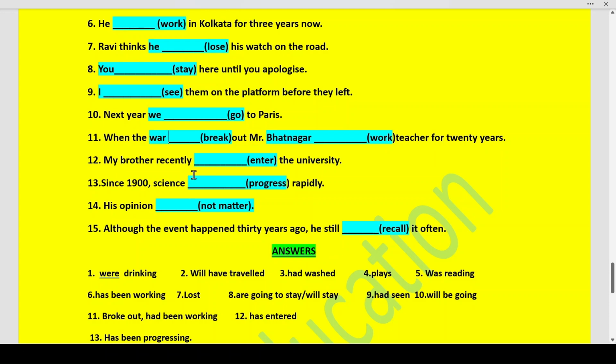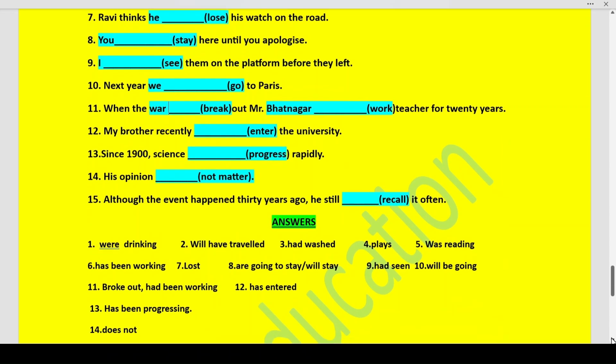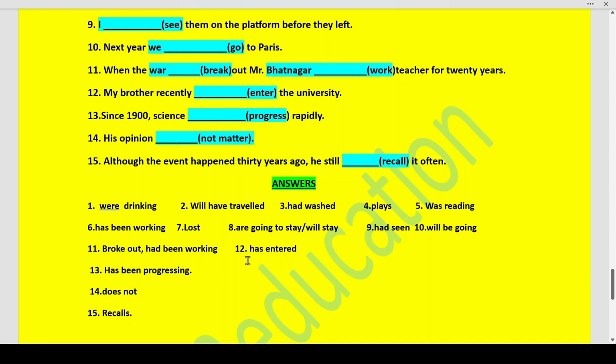My brother recently has entered the university. My brother recently entered the university. Since 1900, science has been progressing rapidly. His opinion does not matter. Although the event happened 30 years ago, he still recalls it often. Number 12, please make a change in the answer. 12 becomes my brother recently entered, not has entered.